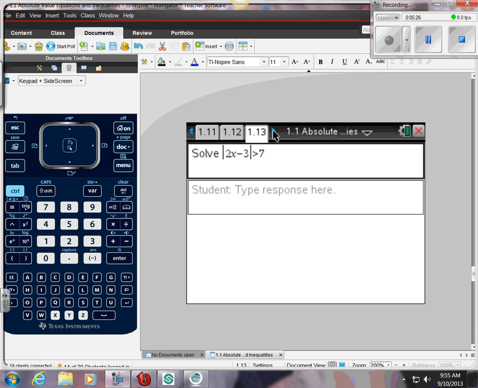So already isolated? You should have 2x minus 3 is greater than 7, and 2x minus 3 is less than negative 7. Do we agree? First step: 2x is greater than 10, 2x is less than negative 4. Now what? Divide by 2. x is greater than 5, x is less than negative 2. I divided by a positive 2, so I don't flip that sign. We okay with that?